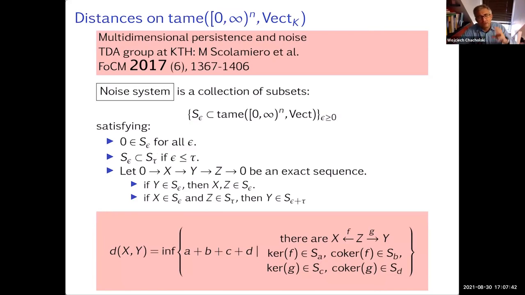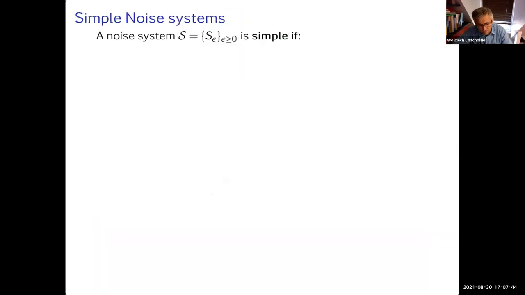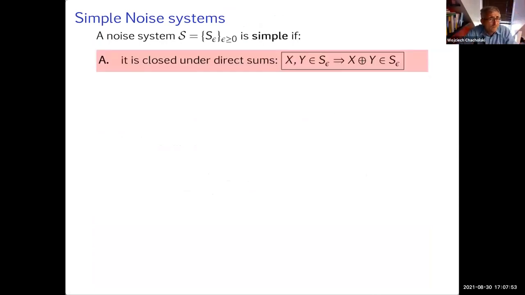Noise systems are quite general, so among them there are some that are a little bit more specific. A noise system is called simple. We call these neighborhoods, these disks around zero, simple if the following happens.